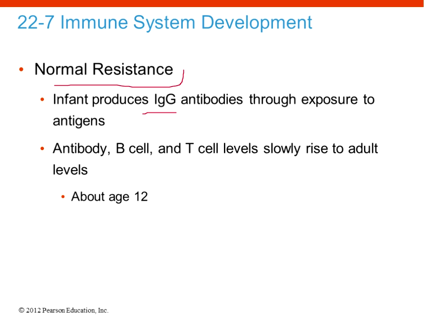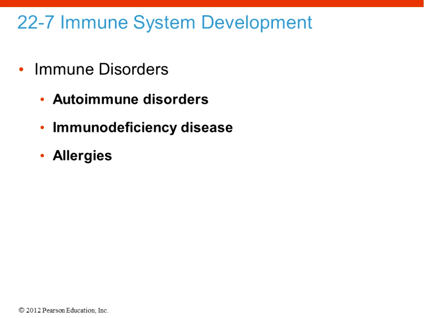Normal resistance starts to occur. The infant will produce IgG antibodies after exposure to antigens. Antibodies, B cells and T cells will slowly rise as we age, to about age 12. That's why, during those younger years, kids are getting colds and illnesses and GI bugs and all kinds of stuff, because their body is learning and identifying all these different things as they go. But over time these levels will rise to adult levels, and you have a more competent, normal resistance by around age 12.